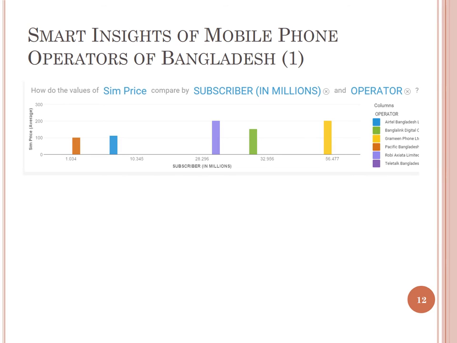Then the figure shows the call and internet rate. Among the popular operators, Robi has the lowest call rate and internet rate, where Grameenphone has the highest rate in both services.